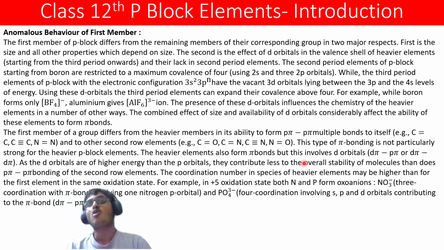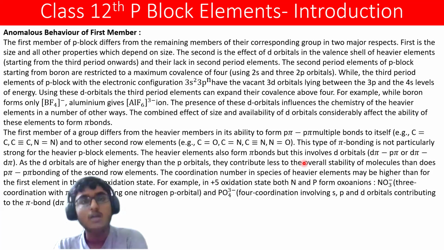So while the third period elements of p block with electronic configuration 3s to 3pn have the vacant 3d orbitals lying between the 3p and the 4s levels of energy, using these d orbitals, the third period elements can expand the covalence above 4.